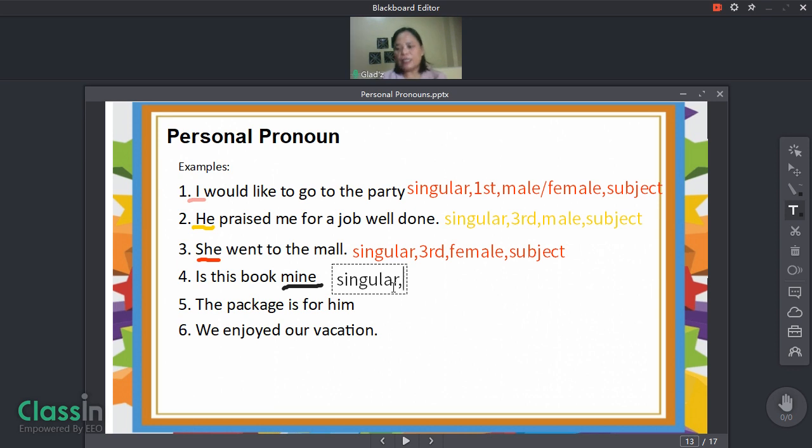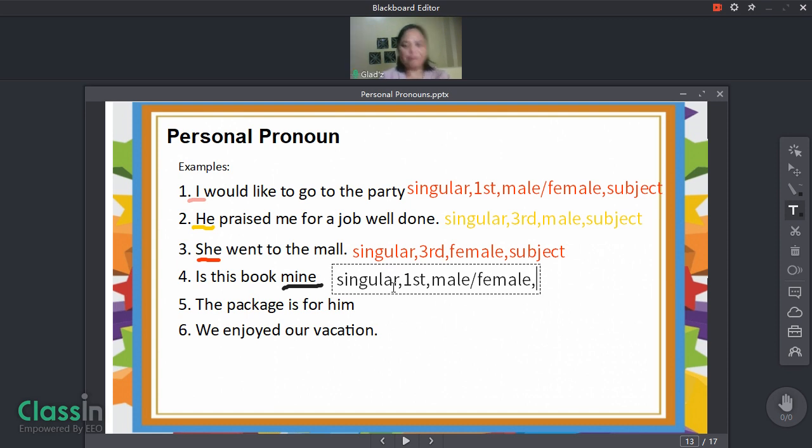And then, how about its person? First person, second person, or third person? Of course, this is first person, mine, referring to the speaker. And how about its gender? We cannot say whether the speaker is male or female, so it is male or female.